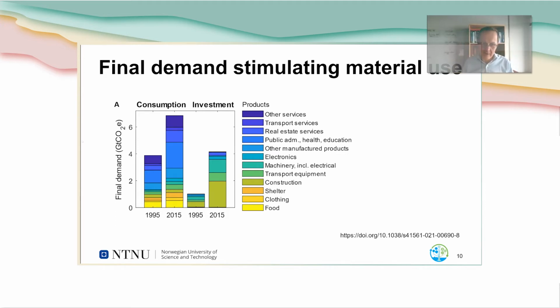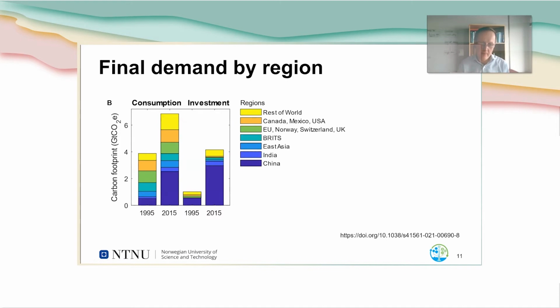And here the largest bulk here is actually public administration, health, and education. And here you have manufactured goods and so on, and on the bottom food. And this is the net increase or the net investment. So what goes to actually expanding production capacity. And here we can see that construction is quite important, and that is not surprising.